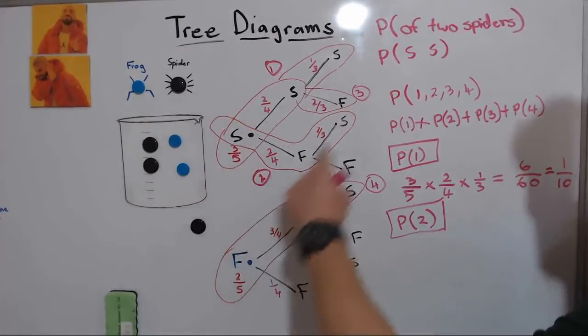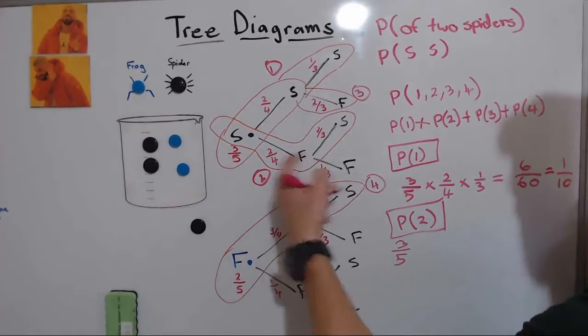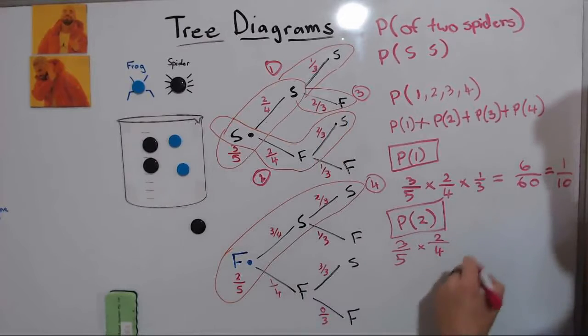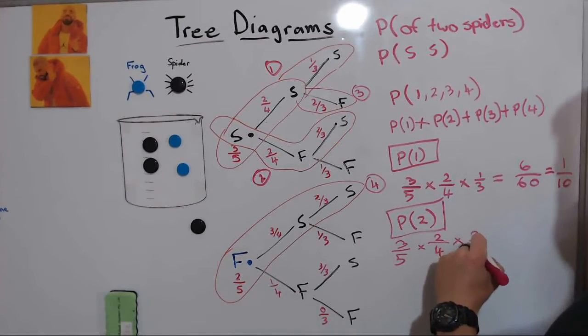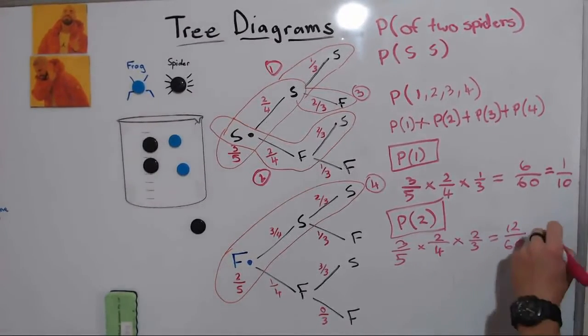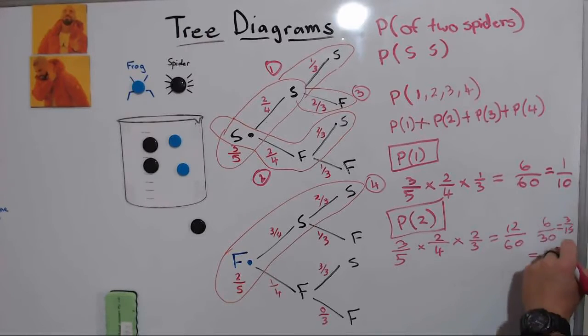Probability of option 2 is, looking at this one, we still had 3/5. I'm going along the branch, so I times by 2/4. Going along the branch to this option, times by 2/3. That gives me 3 times 2 is 6, times 2 is 12, over 5 times 4 is 20 again, times by 3 is 60. So 12 over 60, or 6 over 30, 3 over 15, if we want to simplify it again, 1 over 5.